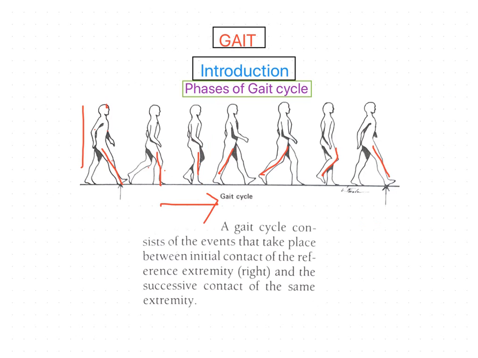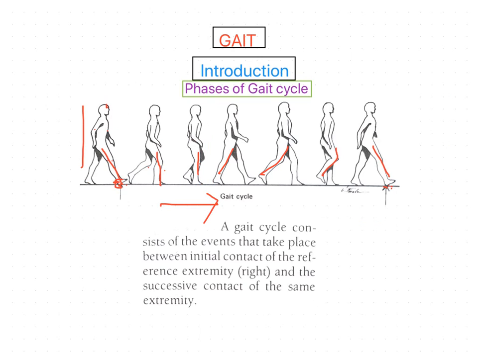The gait cycle includes the activities that occur from the point of initial contact of one lower extremity, the right one, to the point at which the same extremity contacts the ground again. So the gait cycle starts with the initial contact of that limb, a number of events take place, and the cycle ends again with the same extremity landing on the ground. This is called the gait cycle.